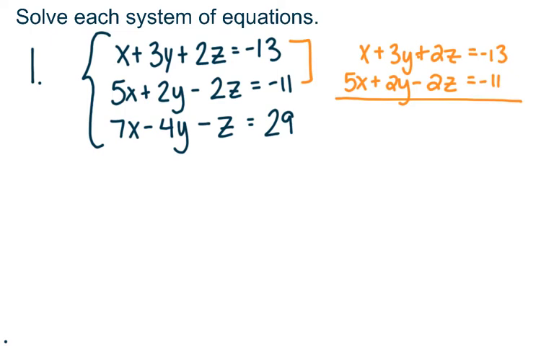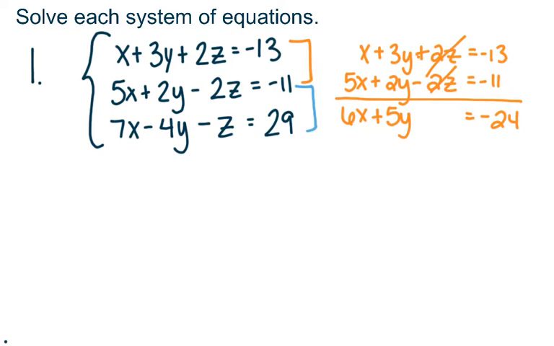So watch what happens. X plus 5x is 6x. 3y plus 2y is 5y. 2z minus 2z cancels out. Equals negative 13 plus negative 11 is negative 24. So already I've made this go from a 3 variable equation to a 2 variable equation, which is a lot easier to deal with.